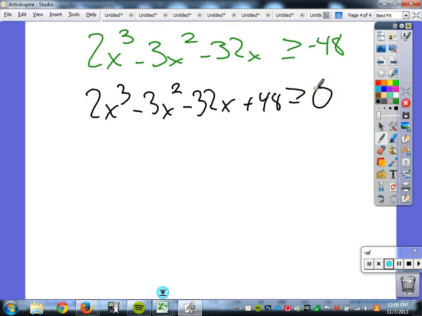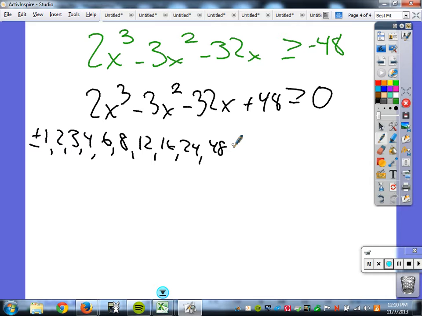We've got to find the zeros, because that'll tell us the intervals we need to work with. How are we going to find our zeros? Our rational zeros test, we can do that. The constant is 48. Here's the rational zeros. You guys ready? This is a fun one. Plus or minus 1, 2, 3, 4, 6, 8, 12, 16, 24, 48, divided by 1 and 2.